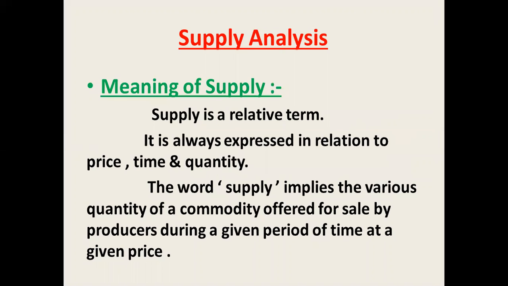What is the meaning of supply? The seller is able to offer for sale. The ability of the seller to offer for sale depends on the stock of commodity that the producer has, and willingness to sell depends on the price of a commodity. The word supply implies the various quantity of a commodity offered for sale by producers during a given period of time at a given price. So that is called supply. Basically, supply depends on the stock and price.